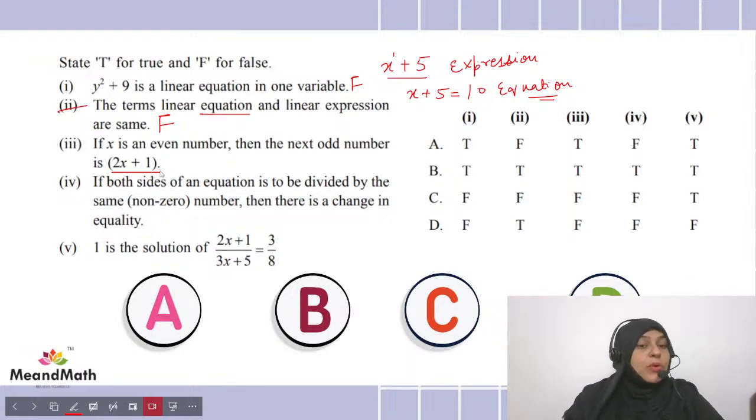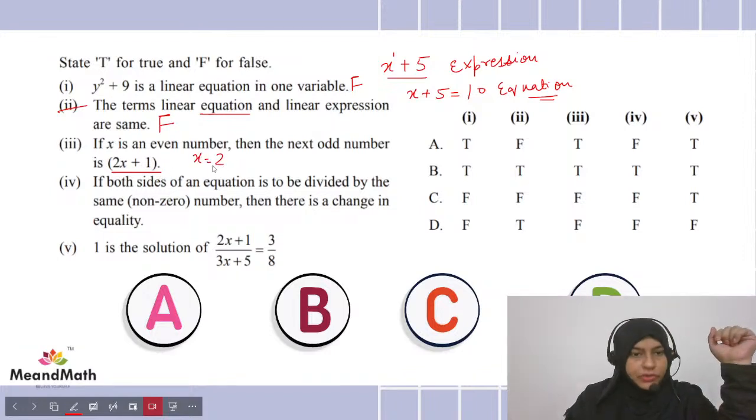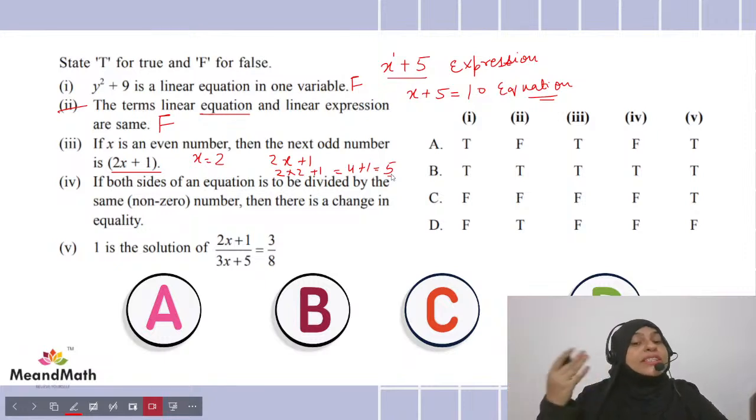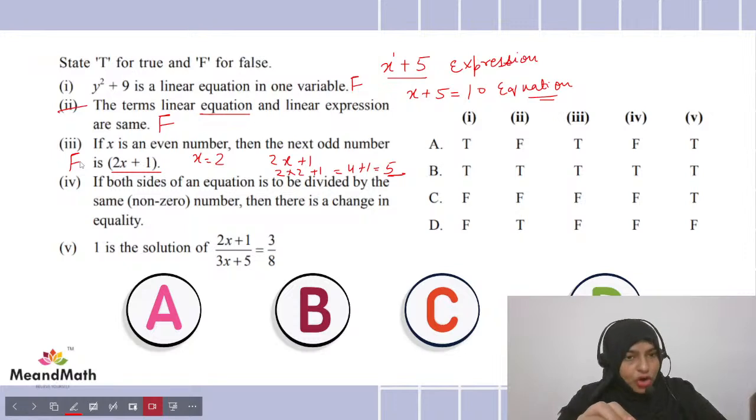Okay, I'll tell you. Suppose x is an even number, say 2. If you write the expression 2x plus 1, that means 2 times 2 plus 1, which is 4 plus 1, equal to 5. So what is 5? 5 is not the next odd number. What will be the next odd number after 2? The next odd number after 2 is 3. But what are we getting? We are getting 5. That means this statement is also false.